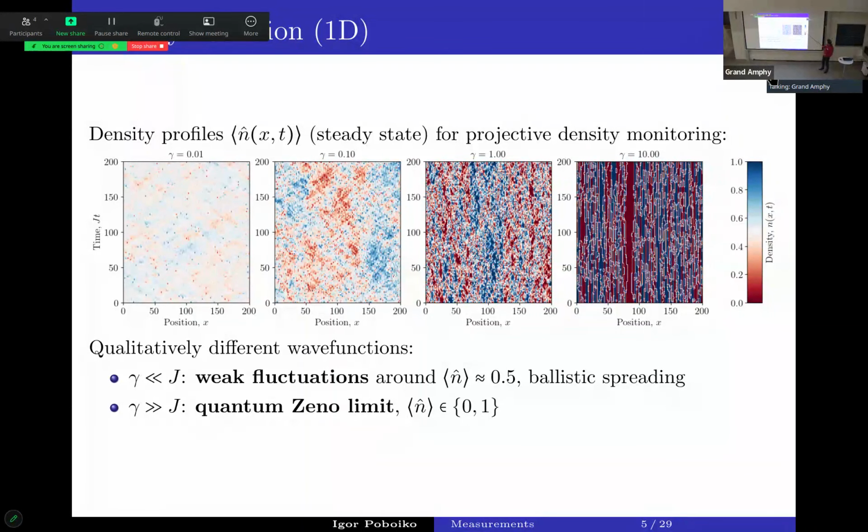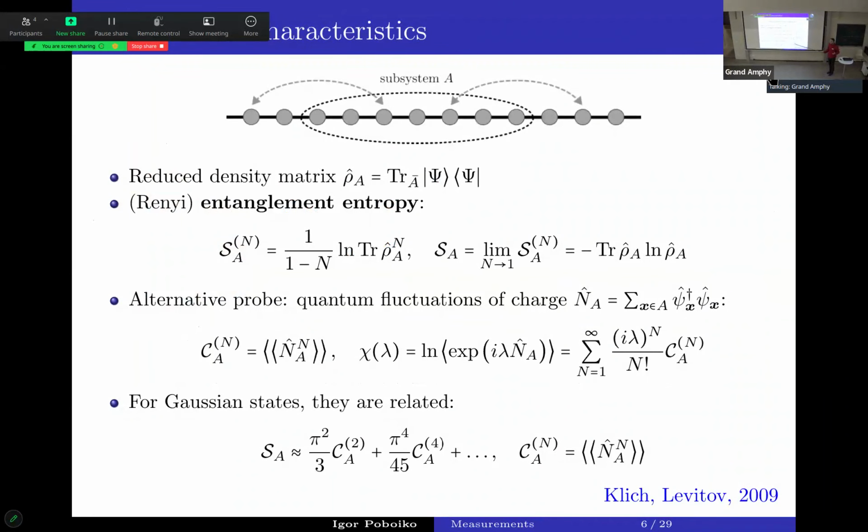This is why this has this emergent vertical line pattern. Time evolution almost doesn't happen. It still happens because gamma is not infinite, but in the limit gamma to infinity, you have this quantum Zeno limit. And this leads me to this story of measurement-induced phase transitions, namely, there is a way to actually qualitatively and quantitatively characterize this kind of difference of the behavior by means of the entanglement entropy.